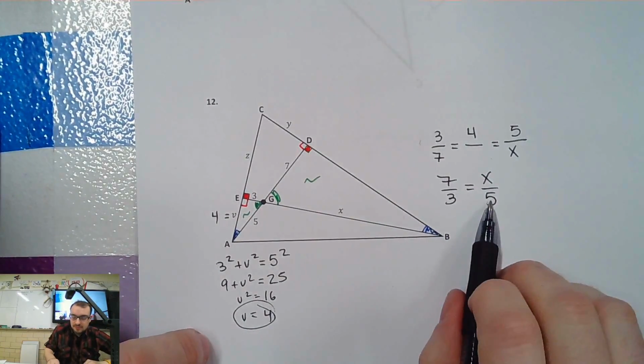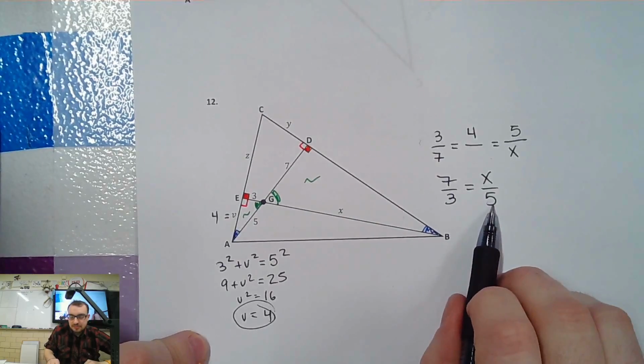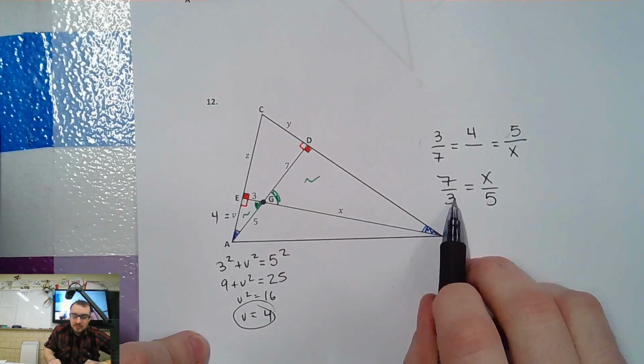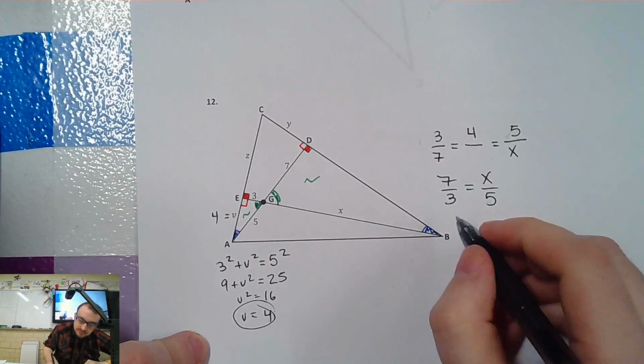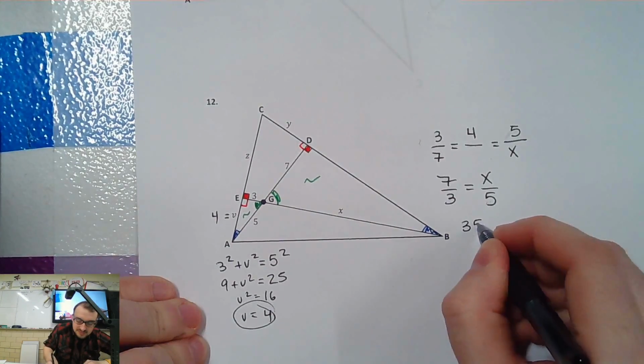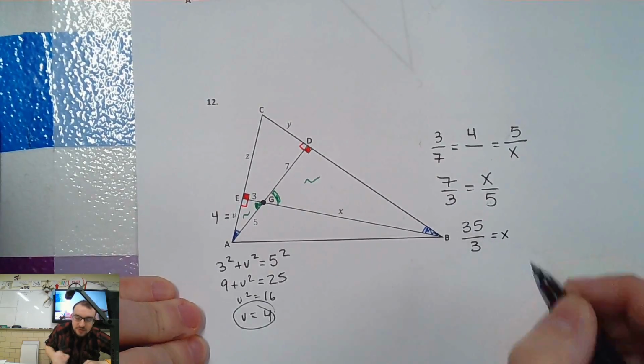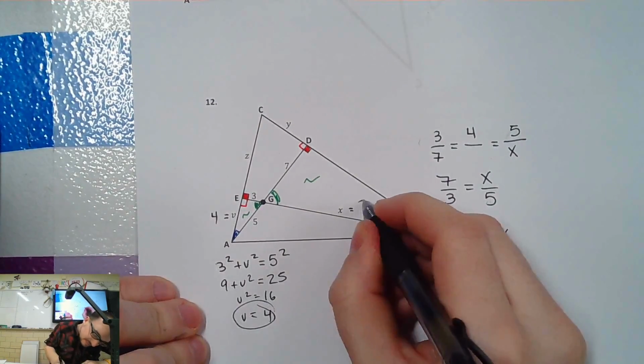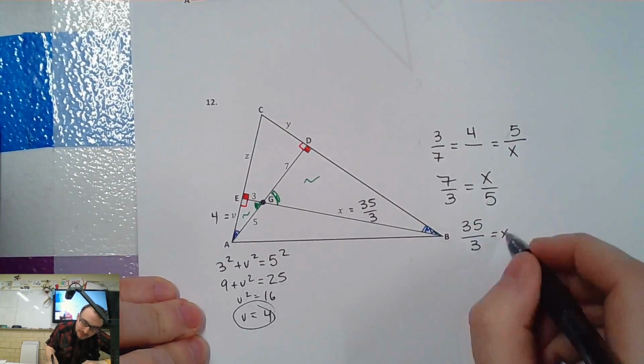Now I'm going to flip it. What do I do now? Multiply by 5. Okay, so I multiply by the top and divide by the bottom. What's 5 times 7? 35. What's 35 divided by 3? It's 35 over 3. 35 divided by 3 is 35 over 3.